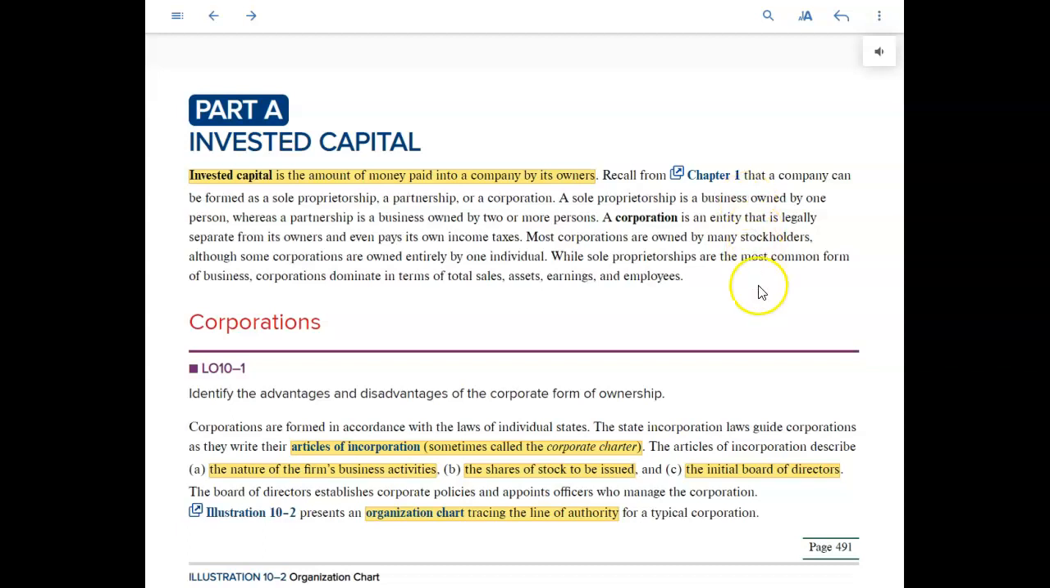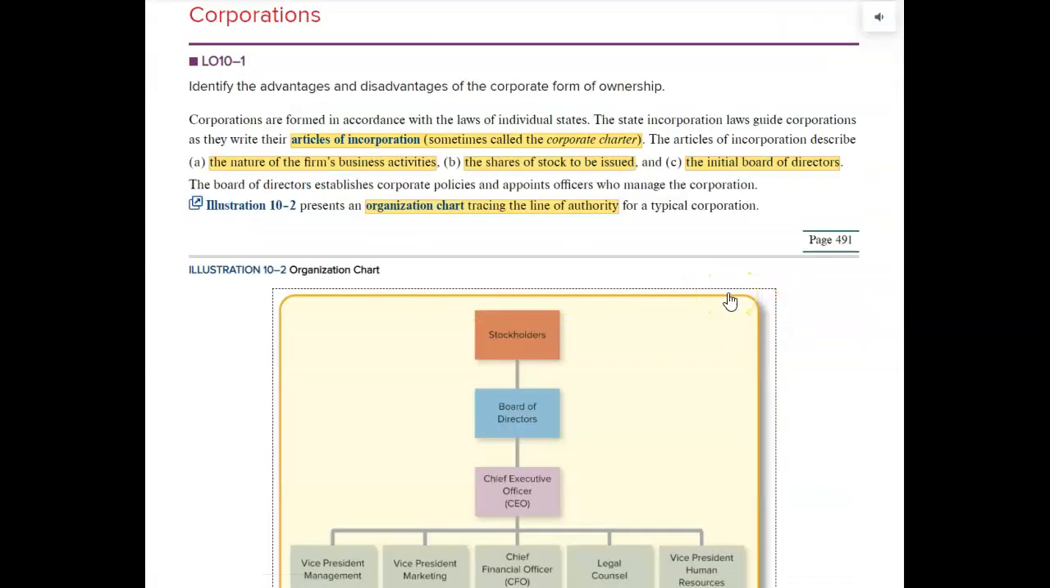If you remember from an earlier chapter, we talked about corporations, and there are such things as articles of incorporation. These are sometimes called the corporate charter. This is the document that shows the nature of the firm's activities, the shares of stock to be issued, that's the amount of shares that they can issue, the maximum number they can issue, and also the initial board of directors. I'm not sure if you've seen an organization chart yet.